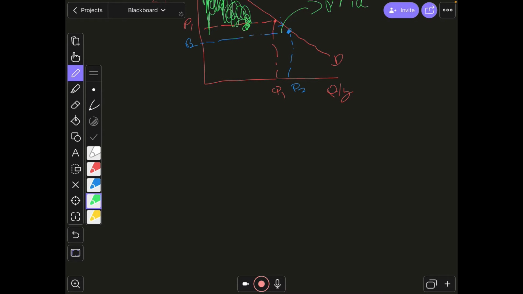This is how we understand consumer surplus. It's the difference between what consumers are willing to pay and what they actually have to pay. That's the definition. We have its diagram, and then whenever there is a change in price, it leads to a change in consumer surplus. So these are the basics.